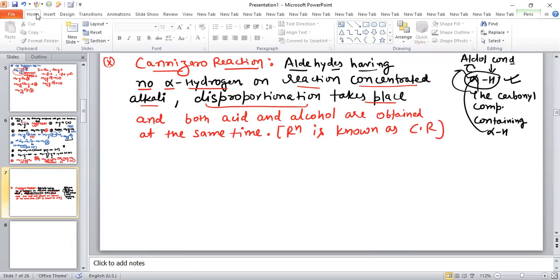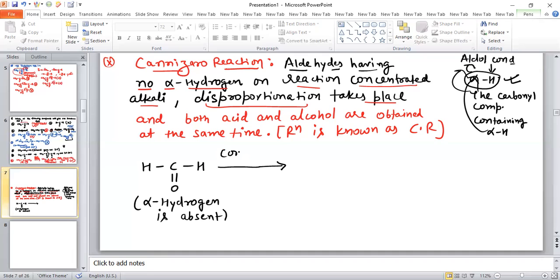See the example related to the Cannizzaro reaction. This compound is basically HCHO, that is H-C double bond O. Is there any alpha carbon? No, the alpha carbon is absent, and alpha hydrogen is also absent. So in this compound alpha hydrogen is absent, and the reaction is in the presence of concentrated alkali.